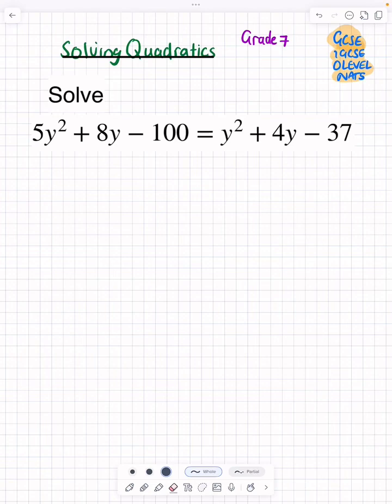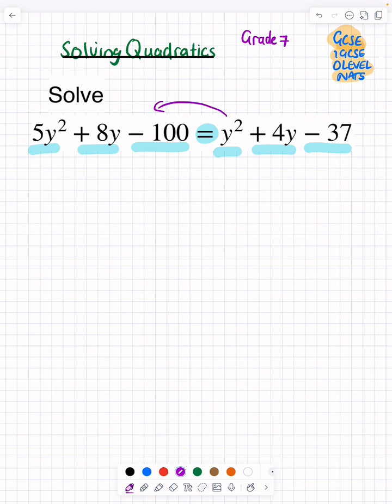Okay, so solving a quadratic equation, it says solve 5y squared plus 8y minus 100, and that equals y squared plus 4y minus 37. Now we can solve a quadratic equation when it is equal to zero. So that means we need to move everything across to one side and make it equal zero.